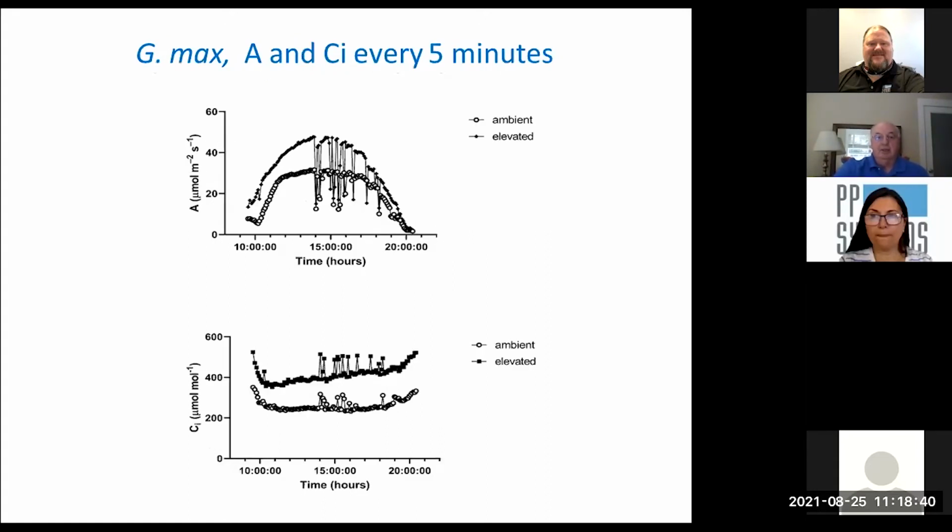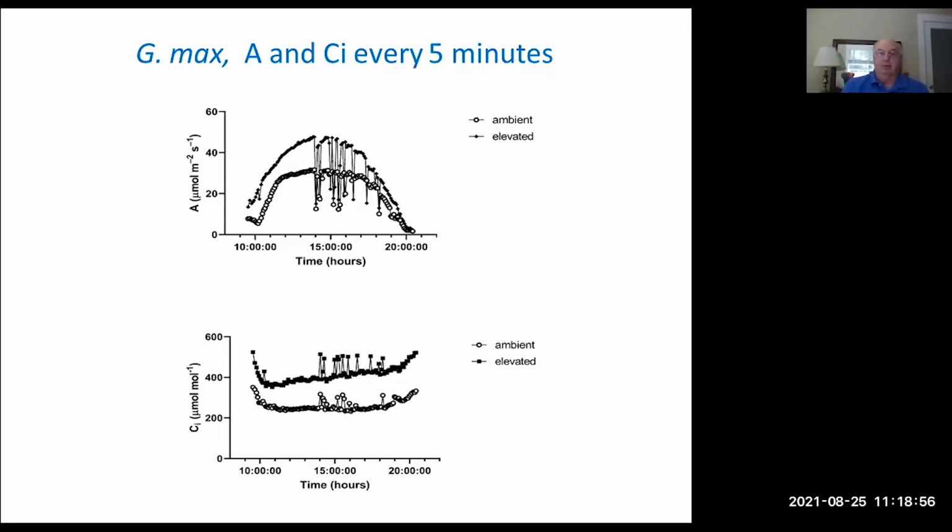And this is just 5-minute records of assimilation rate on the top panel and substomatal CO2, Ci values recorded for those leaves at 400 and at 600 parts per million. And you can see from the top panel that you get sort of a normal diurnal curve of photosynthesis, with the elevated leaf having higher rates all through the day. And you see the interruptions by sunflecks, by clouds in the middle of the day.